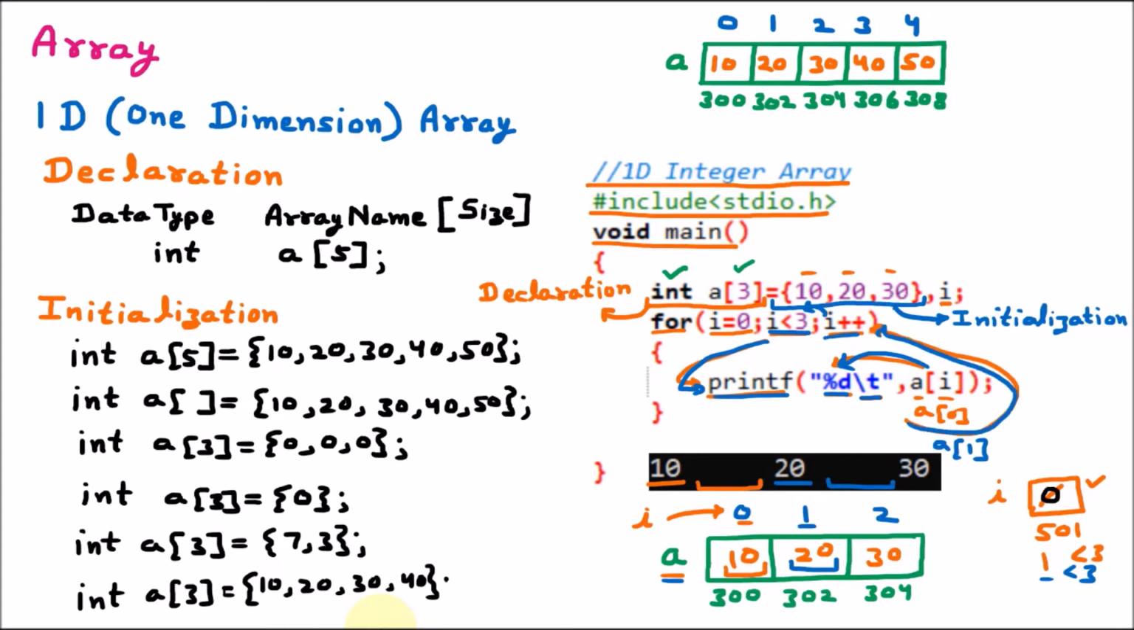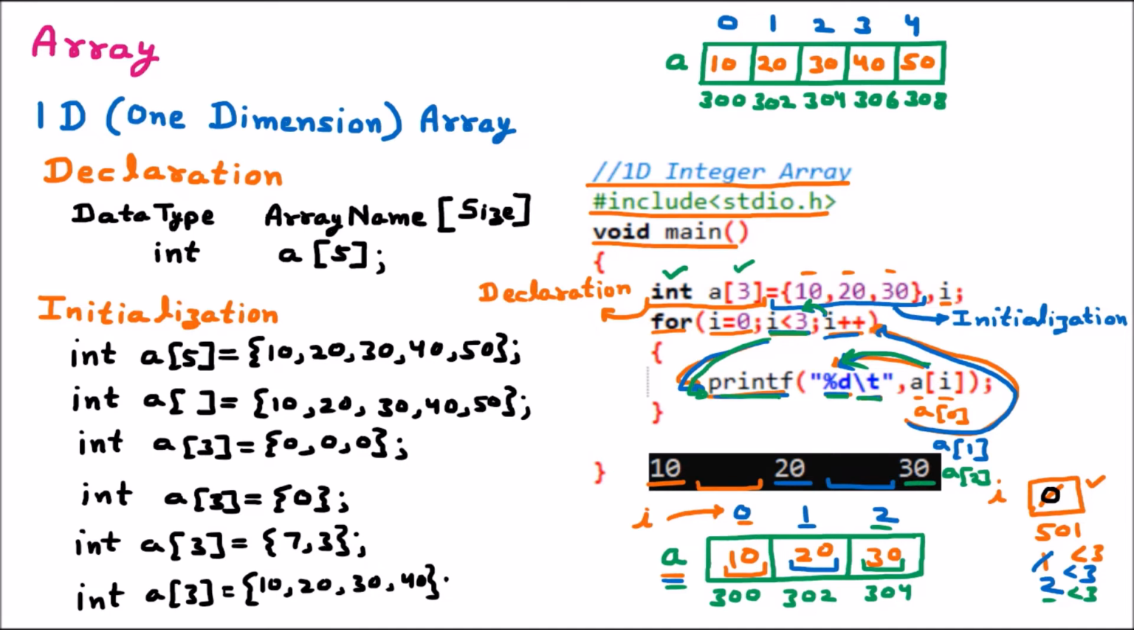Then i++, so the value of i will be incremented to 2. Again checking the condition, is i less than 3? 2 less than 3, yes. Again coming down, printing on the screen, %d will take the value from a[i], and we know that i is 2. So a[2], the value is 30. So this 30 will be printed.